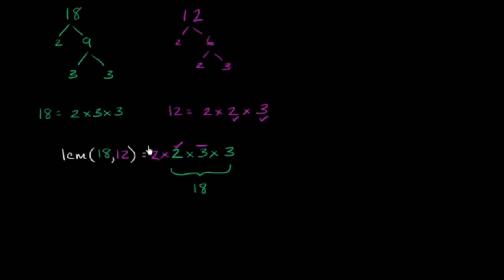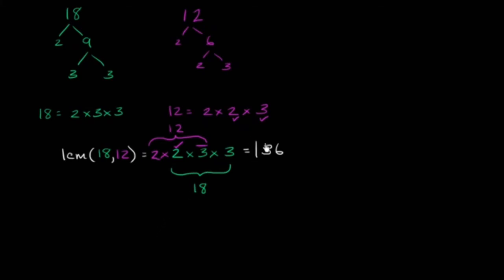So notice, now this number right over here has a 2 times 2 times 3 in it, or it has a 12 in it, and it has a 2 times 3 times 3, or an 18 in it. So this right over here is the least common multiple of 18 and 12. If we multiply it out, so 2 times 2 is 4, 4 times 3 is 12, 12 times 3 is equal to 36, and we are done.